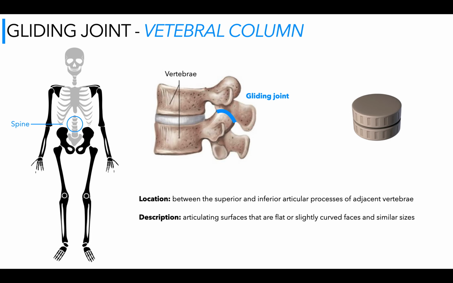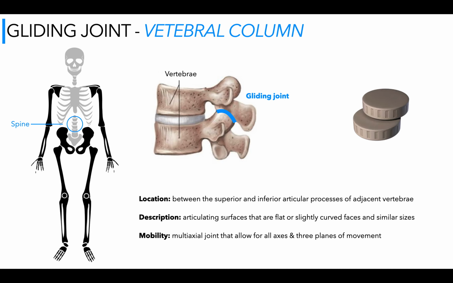And bony processes. The description: the surfaces, they're flat or slightly curved like in the picture, but because they're similar sizes, they do move like you've got 2 coins on top of each other. And you can also get rotation there, I should say, but we will cover this in a different video. Mobility, like I just said, multi-axial, triaxial, and we'll get all 3 planes of movement, but must be noted they are much more heavily restricted in comparison to our other multi-axial joints, which is the ball and socket. Articulating bones of vertebrae, similar to the pivot joint, the atlantoaxial.